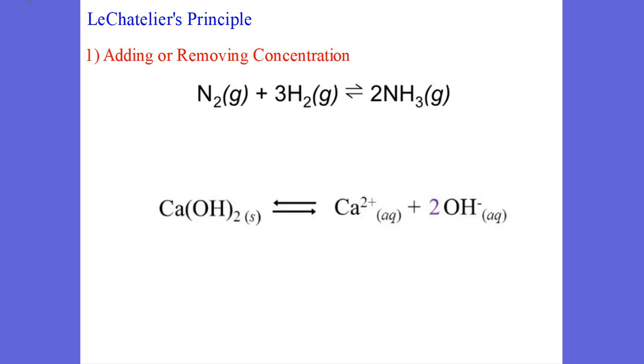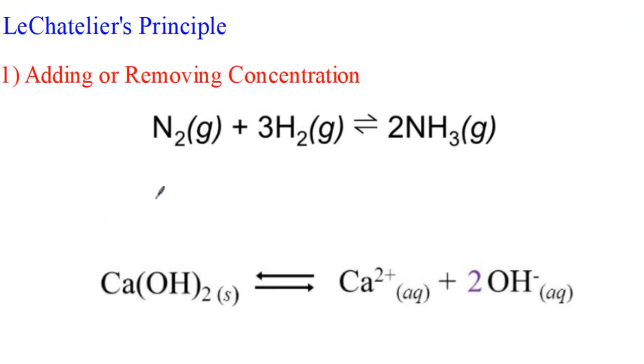Here's one where it says adding or removing concentration. So let's say we have this reaction right here: nitrogen gas and hydrogen gas gives 2 moles of ammonia. If I add nitrogen gas, it is going to shift the reaction away from that change to compensate for that change. And so we're going to make more NH3. It's going to make less H2 because it'll use that H2 to compensate for that change. So if you add, it will shift away from that change.